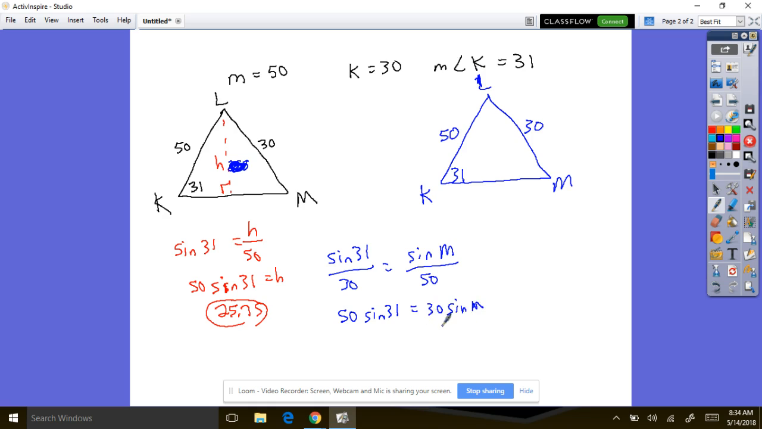Divide by 30 on both sides. So now you got sine M equals 50 sine 31 divided by 30. Y'all see what I did? And then go over here. M is equal to sine inverse of all that. 50 sine 31 over 30.